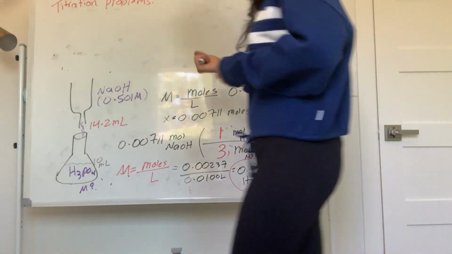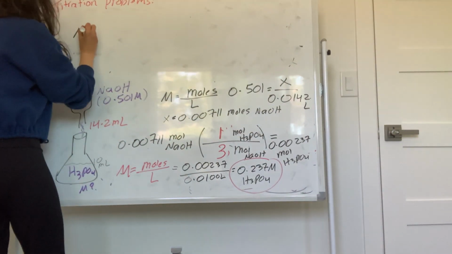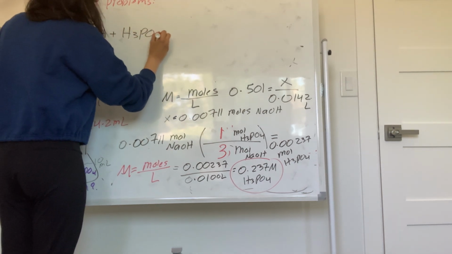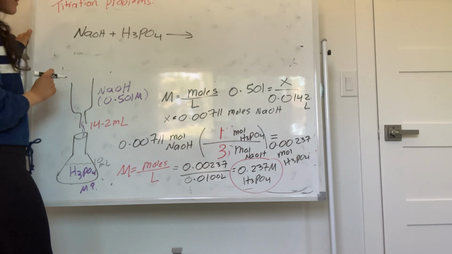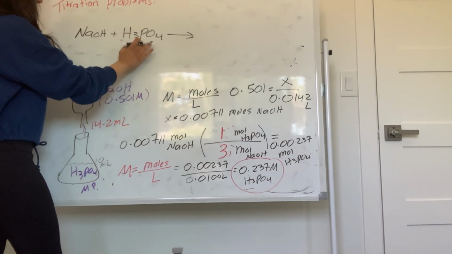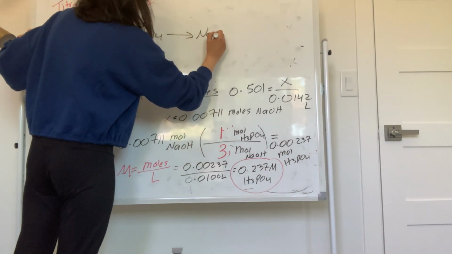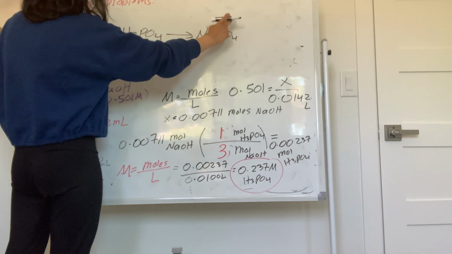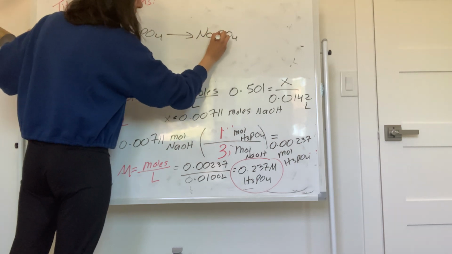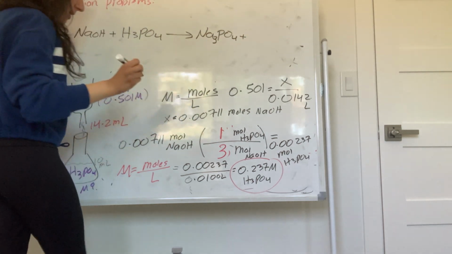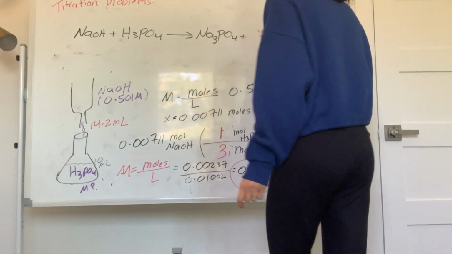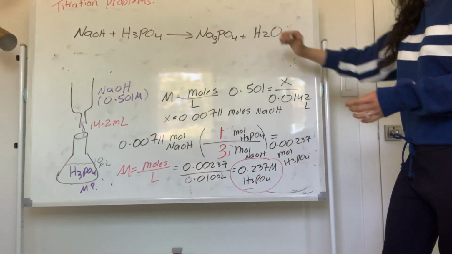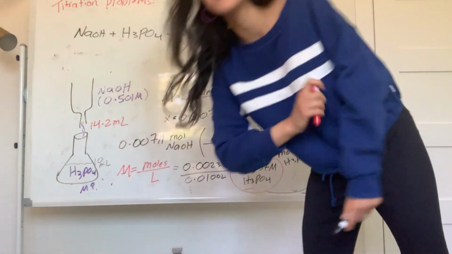So what we have here is NaOH plus phosphoric acid. Double replacement reaction. This is an acid-base reaction. Positives go with negatives. So I have NaPO4. Na has a +1 charge, PO4 has a -3 charge, so it will be Na3PO4, plus H plus OH, which you know is water. Always remember, every time you have an acid-base reaction, water is a product.